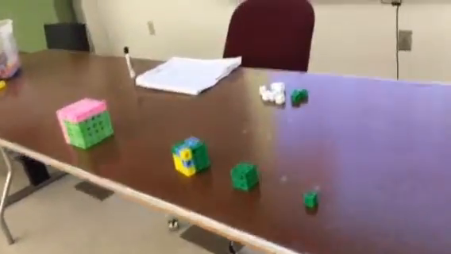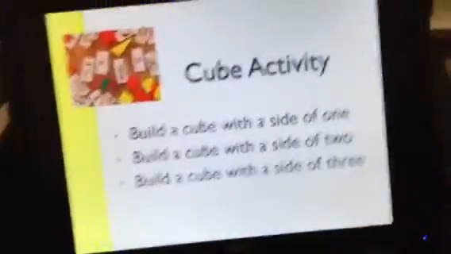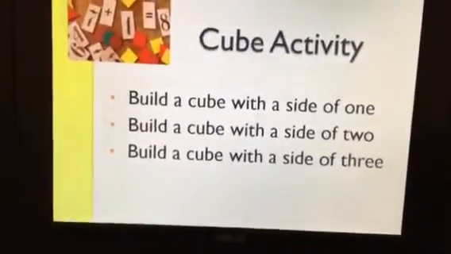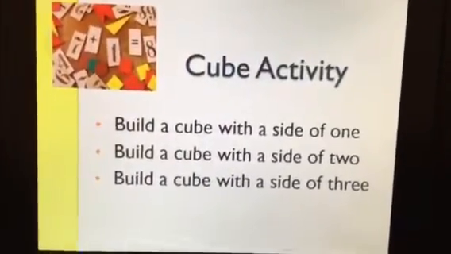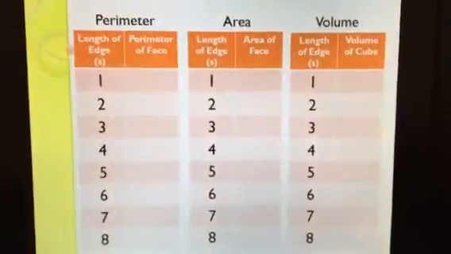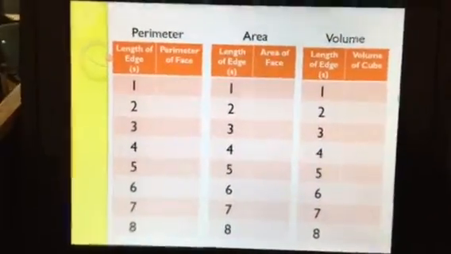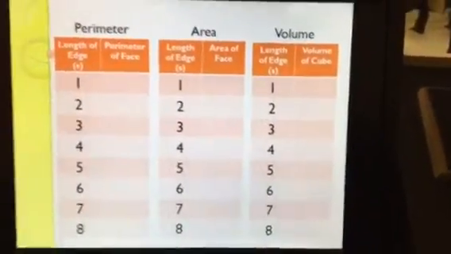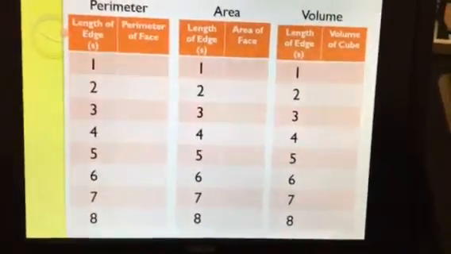Okay, so we are building cubes, and we have a cube of side 1, a cube of side 2, a cube of side 3. What we'll do is make a little input-output table with the numbers for the perimeter, the area, and the volume. They have this on this slide, all really close together.